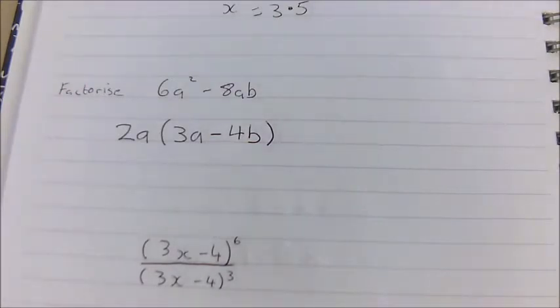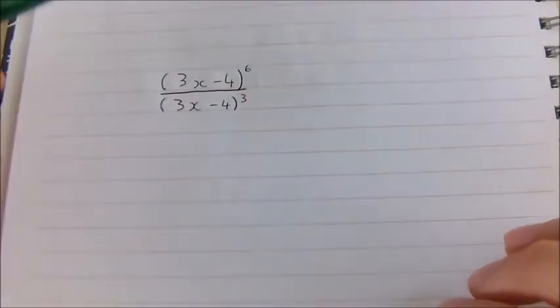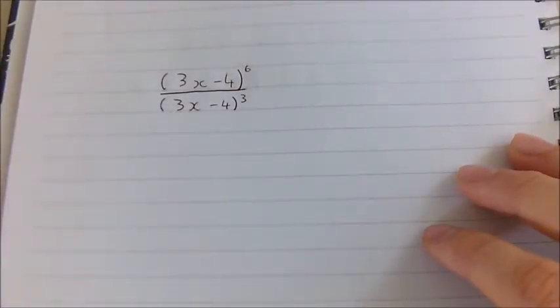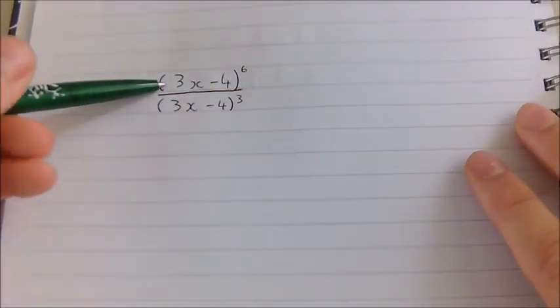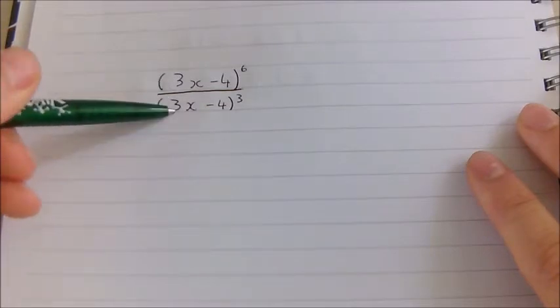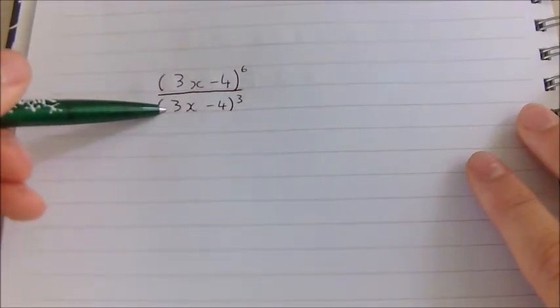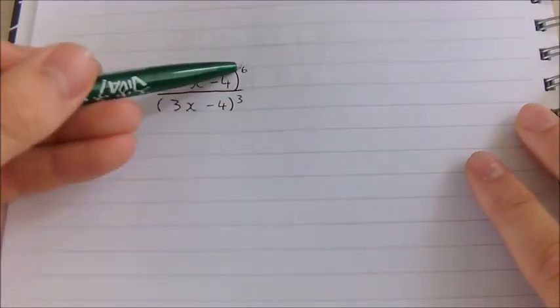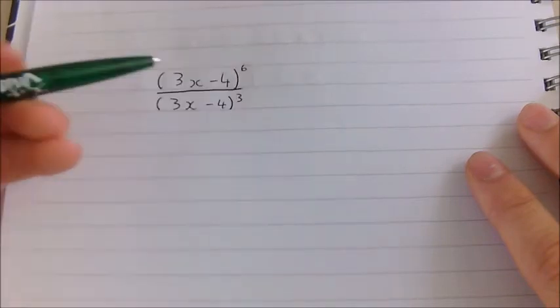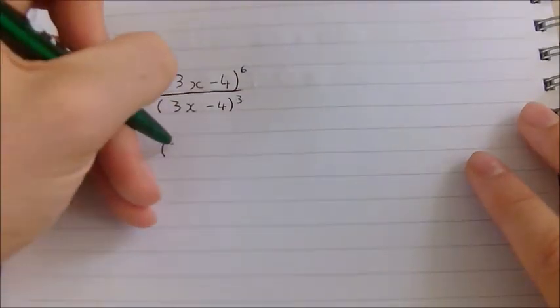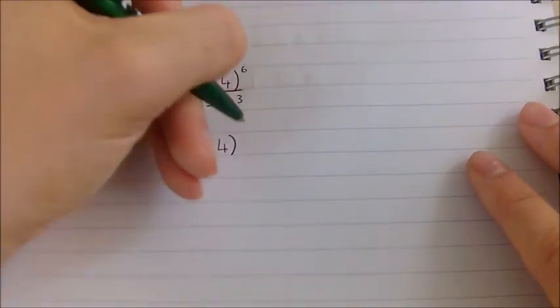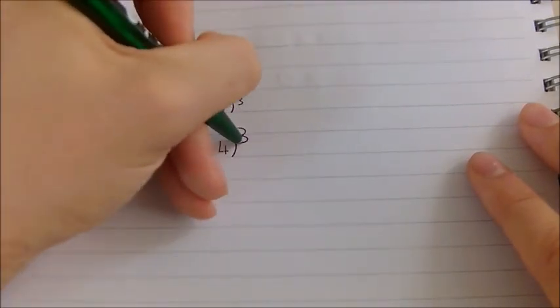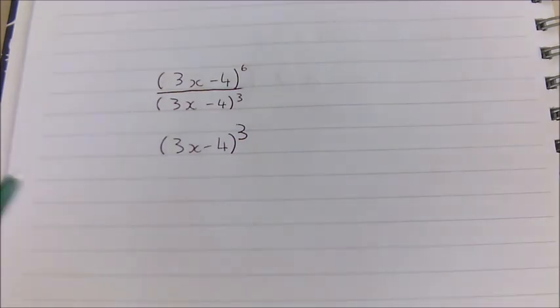So that's correct too. And now the final question is to simplify this. And it looks a little bit more complicated than it should be. Basically, this term and this term are the same, okay, 3x minus 4 and 3x minus 4. So when you've got the same thing and you divide in powers, the term stays the same, 3x minus 4, and we just subtract the powers. So 6 take away 3 is 3. Okay, so 3x minus 4, all in brackets, to the power of 3.